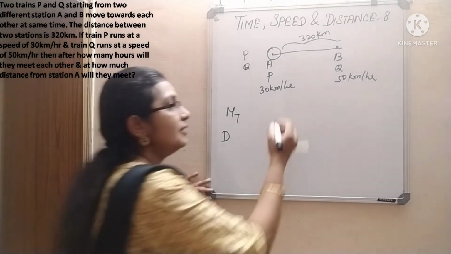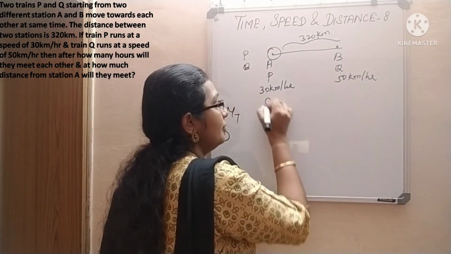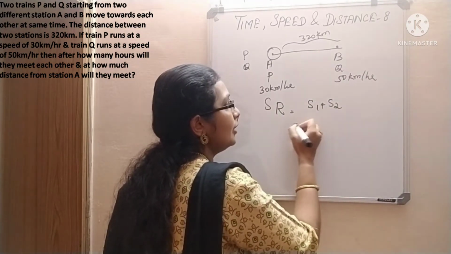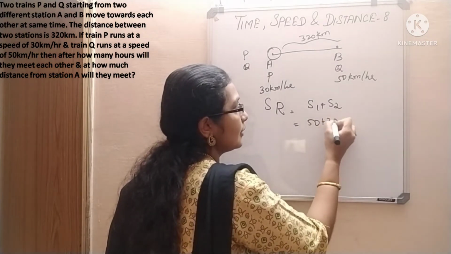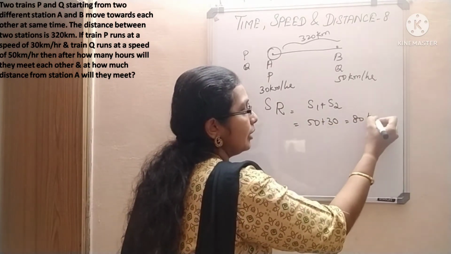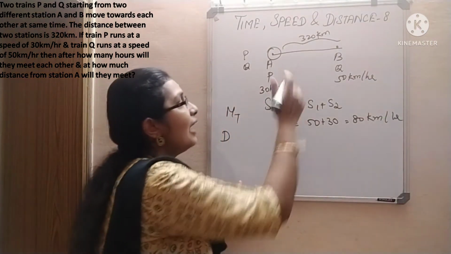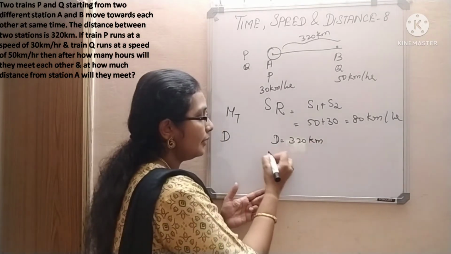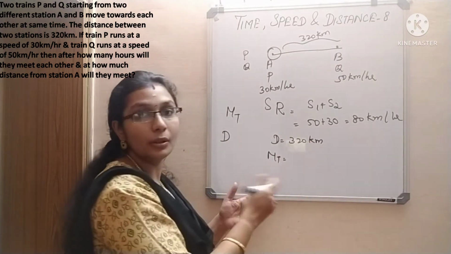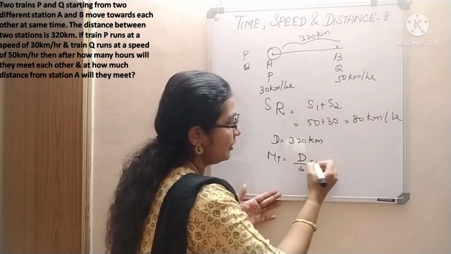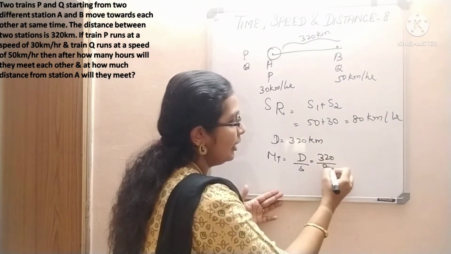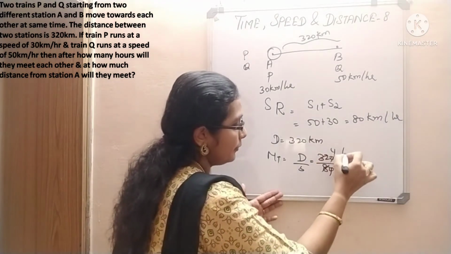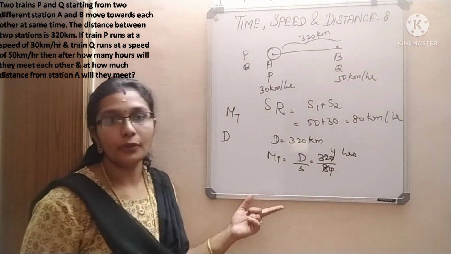Clear? Now first and foremost find the relative speed. Here they are moving in opposite directions, so you will add up the speeds. So 50 plus 30, which is 80 km per hour. And you have the total distance as 320 km. Now you can easily find the meeting time, right? Time is equal to distance by speed, which is 320 by 80. Here it is kilometer per hour and here also kilometer. So it is 4 hours. So meeting time is 4 hours.